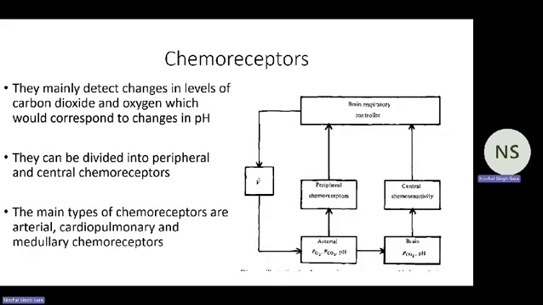Then there are chemoreceptors. These chemoreceptors mainly detect changes in the level of carbon dioxide and oxygen, and carbon dioxide and oxygen eventually result in change in the pH. So chemoreceptors detect change in pH, and they can be divided into peripheral and central chemoreceptors. Central chemoreceptors are mainly medullary chemoreceptors in the brain, and peripheral chemoreceptors are arterial and cardiopulmonary chemoreceptors.